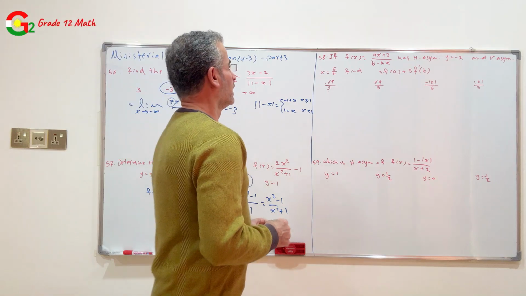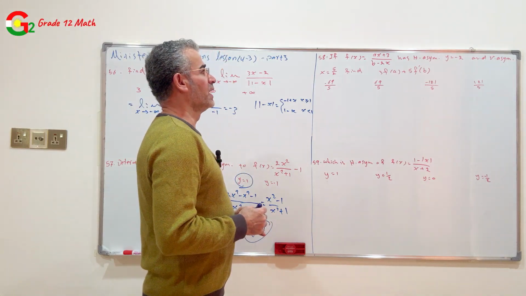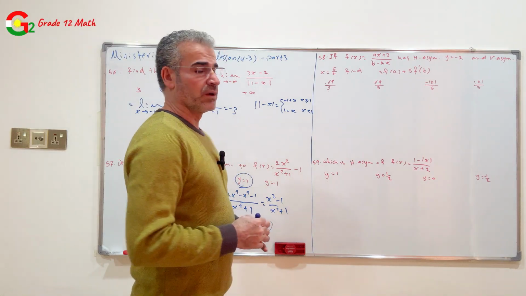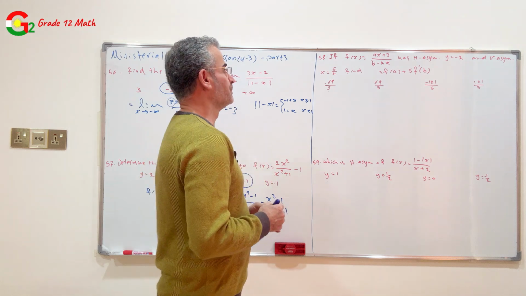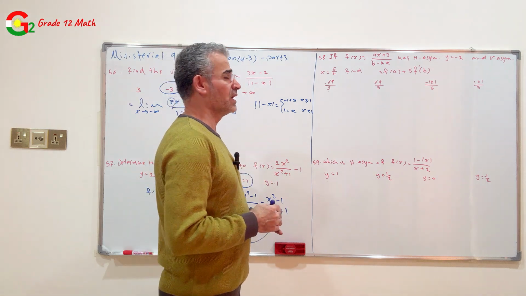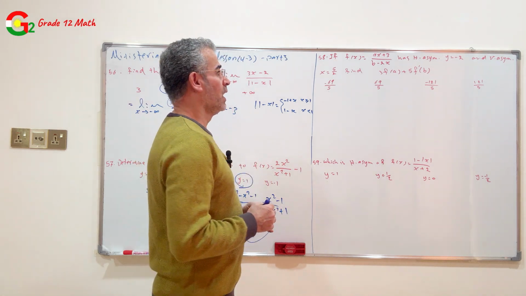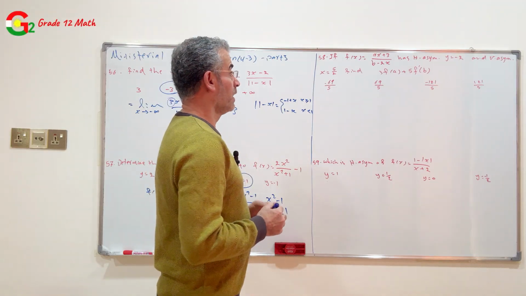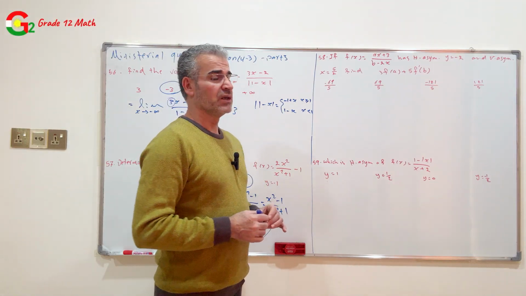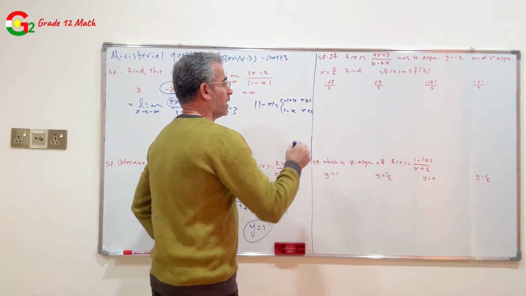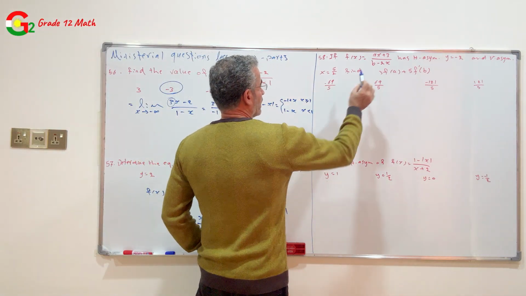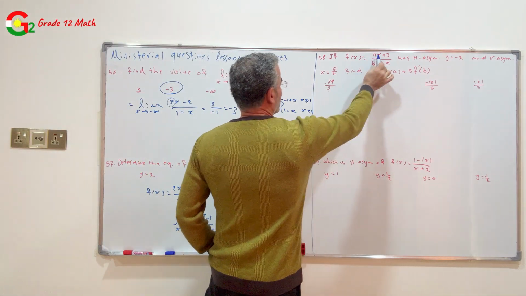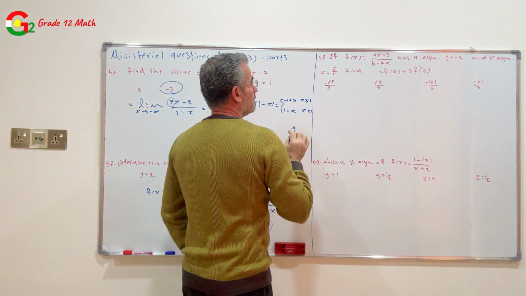Question number 58. If f of x equals (ax + 3) over (b - 2x) has a horizontal asymptote at y = -2 and a vertical asymptote at x = 5/2, find the value of 3f(a) + 5f'(b). To find the value of this term, we need to find the value of a and b.